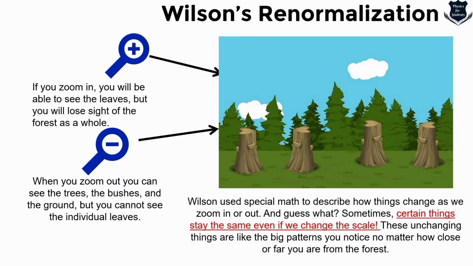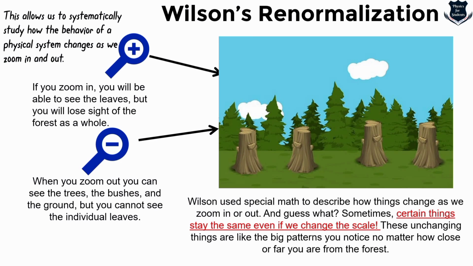understand how close things are, and when we zoom out, how big things are. Yet something will be invariant, and those things will be required to study in the macroscopic scale and the microscopic scale. Okay, I will show you this one also. This allows us to systematically study how the behavior of a physical system changes as we zoom in and out. Now the question is why it is important.